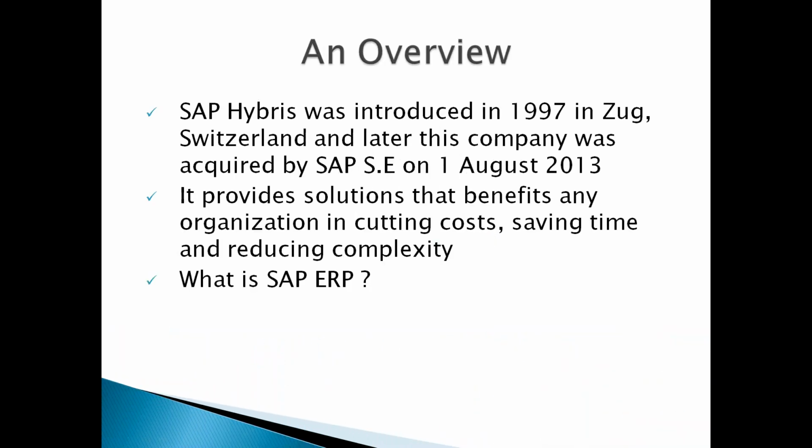What is SAP? SAP stands for Systems, Applications and Products in Data Processing. SAP, by definition, is also the name of the ERP. ERP stands for Enterprise Resource Planning.